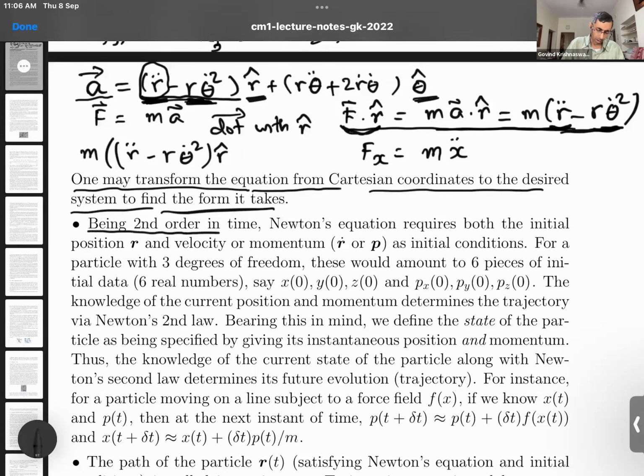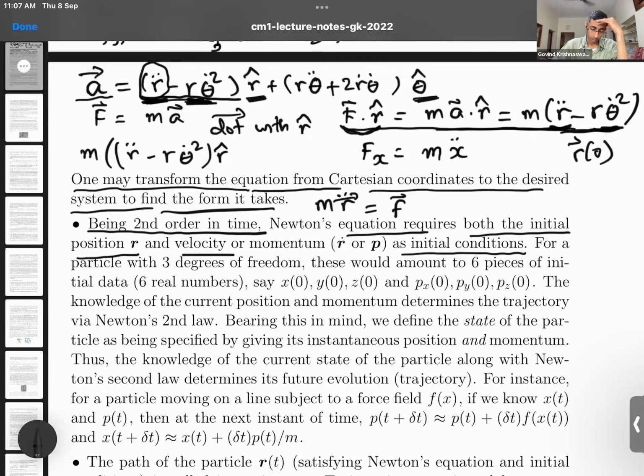Now, being a second order equation in time, when I say second order, I mean m r double dot. Okay, that two time derivatives is what is meant by second order. Newton's equation requires both the initial position vector r and the initial velocity of the particle as initial conditions. Okay, so you need to know r at time 0 as well as the velocity at time 0. These two pieces of information are needed in order to solve the equation.